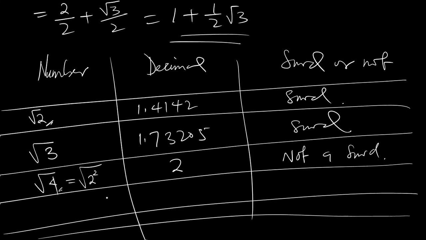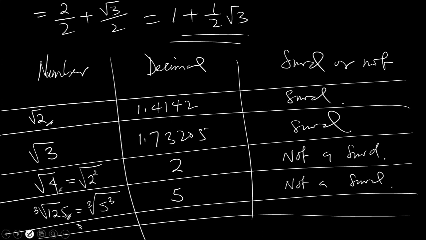Now if you have, let's say, the cube root of 125. It has a perfect cube here, which is 5 cubed. So the cube root of 125 will give you 5. So this is not a surd. But now the cube root of 25 is a surd.